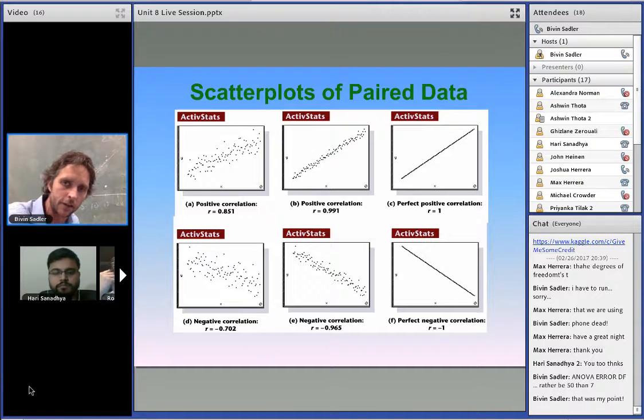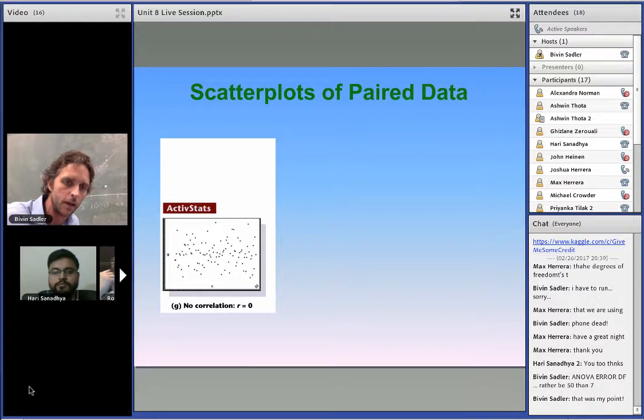There we have it. That certainly looks like there's a negative trend, but there's a lot of variation along that trend. So that's about a negative 0.702, less variation, and finally perfect correlation of a negative 1. So great. So you might expect, oh yeah, that makes sense. No correlation should be R equals 0, right in the middle.